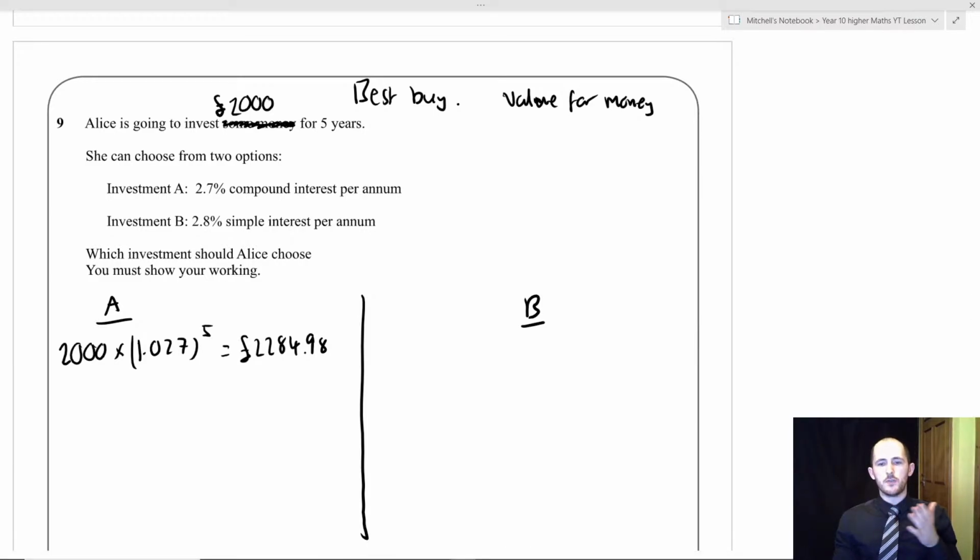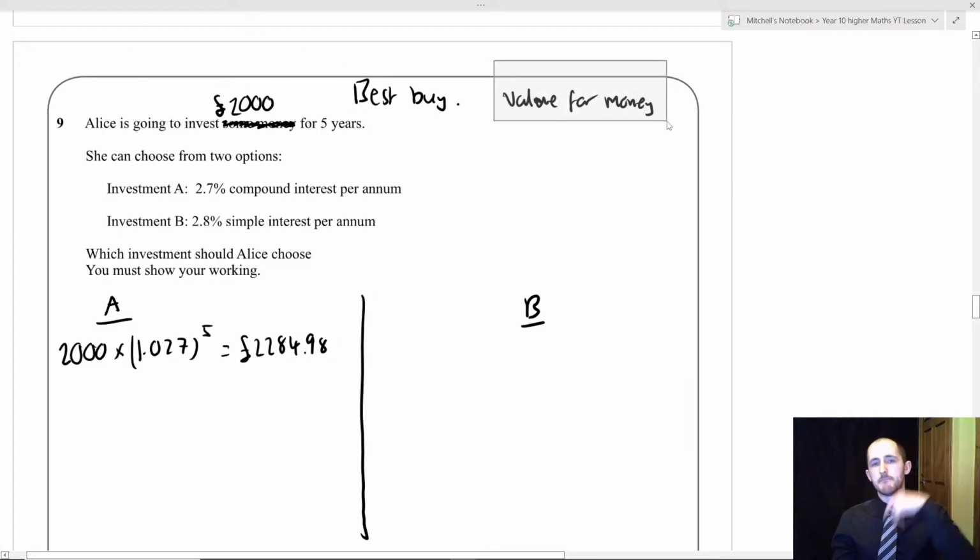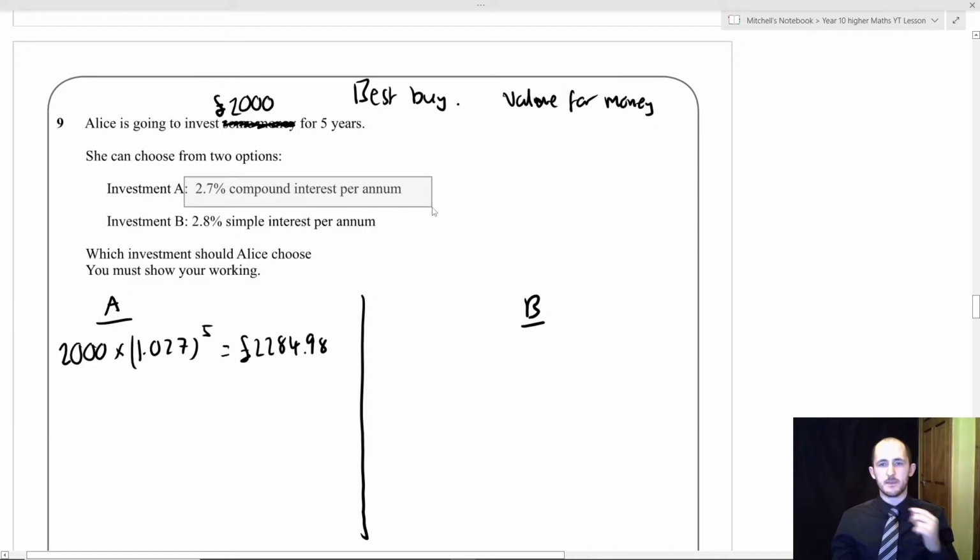So just so you know, the best value for money in this case is whichever one has the most amount of money after 5 years. Okay? Now I would like to point out that compound interest is better when you have bigger sums of money. I've chosen a very small amount of money, but that's just to be clear.